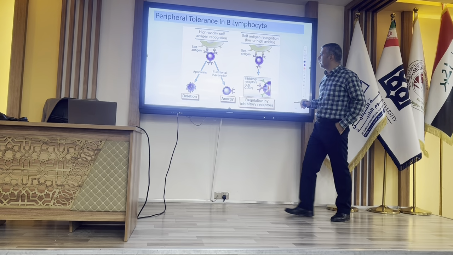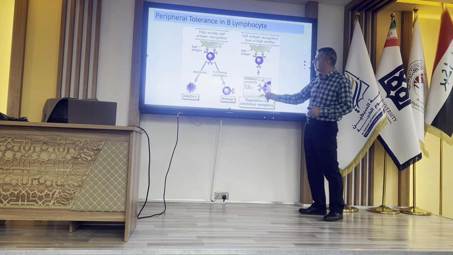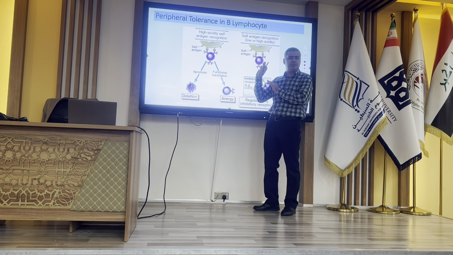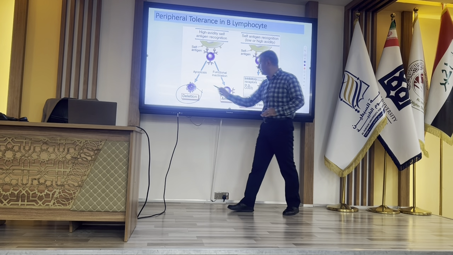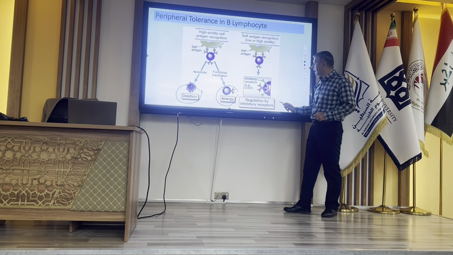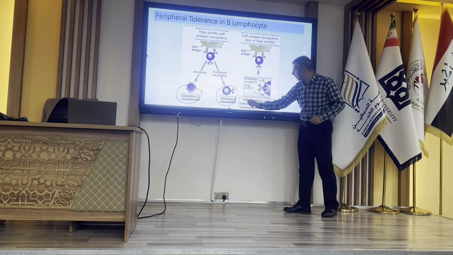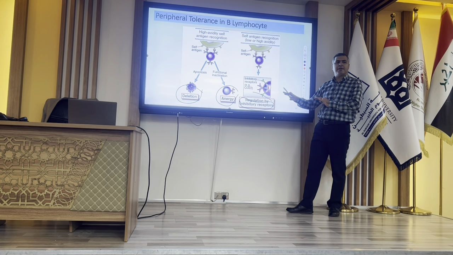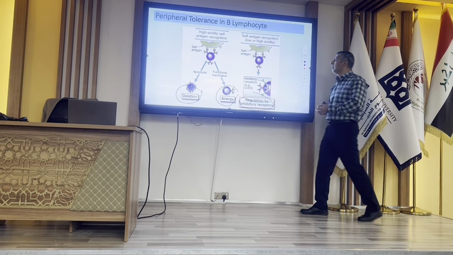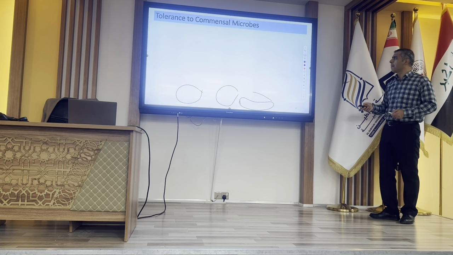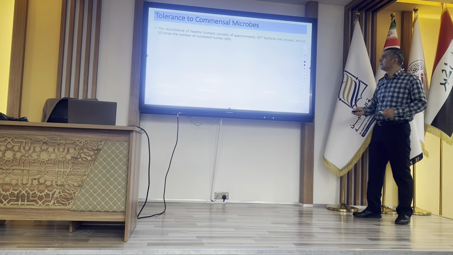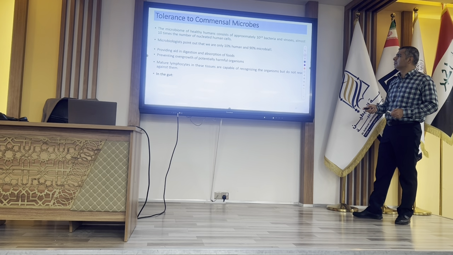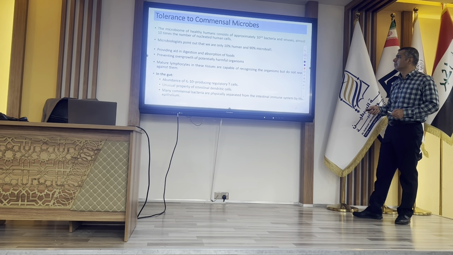And in the periphery again, we have different mechanisms. The process is the same as for the T cell receptor. We have deletion, anergy, and regulation by inhibitory receptors for B cells. All of them are the same mechanisms as for the T cell, so I won't explain them again. I'll talk about this slide tomorrow.